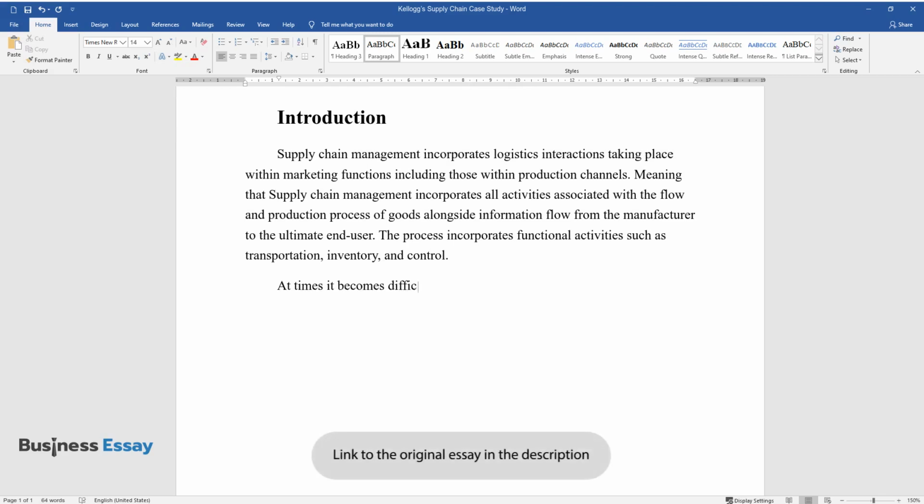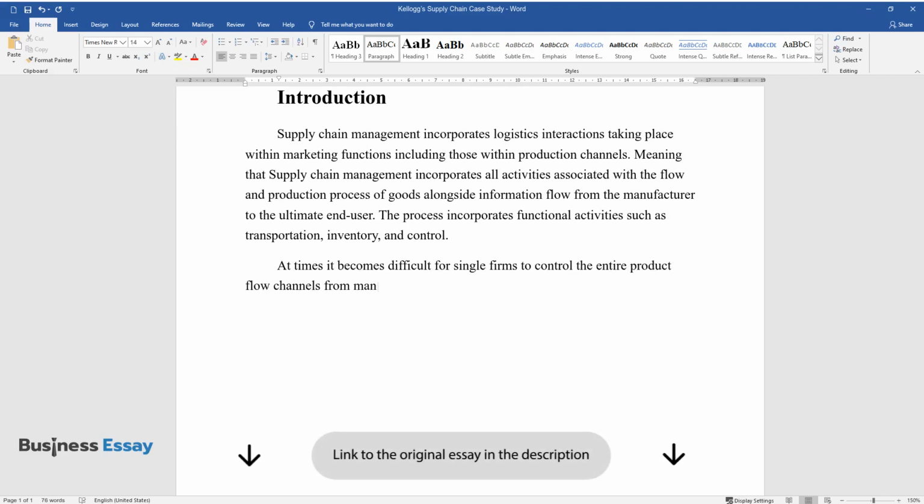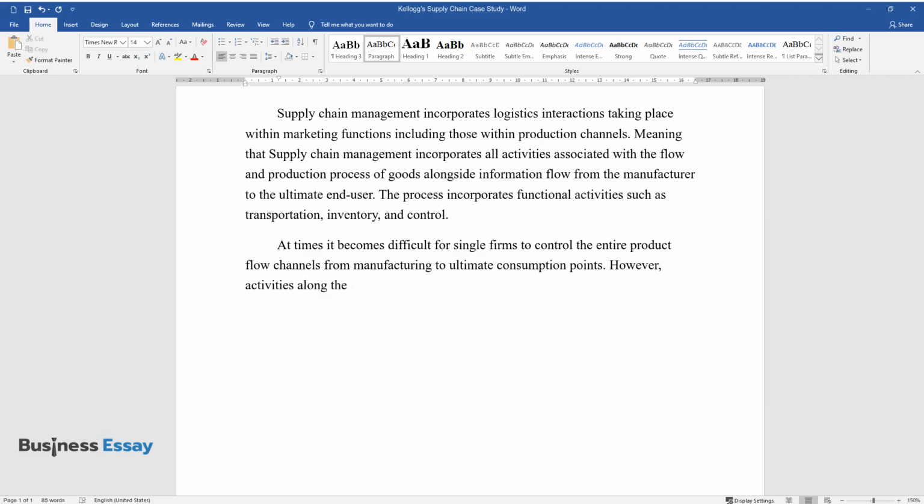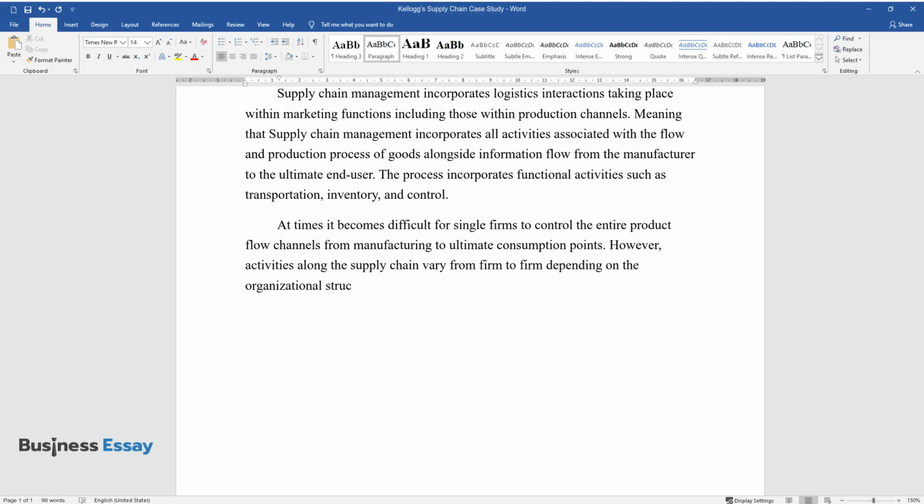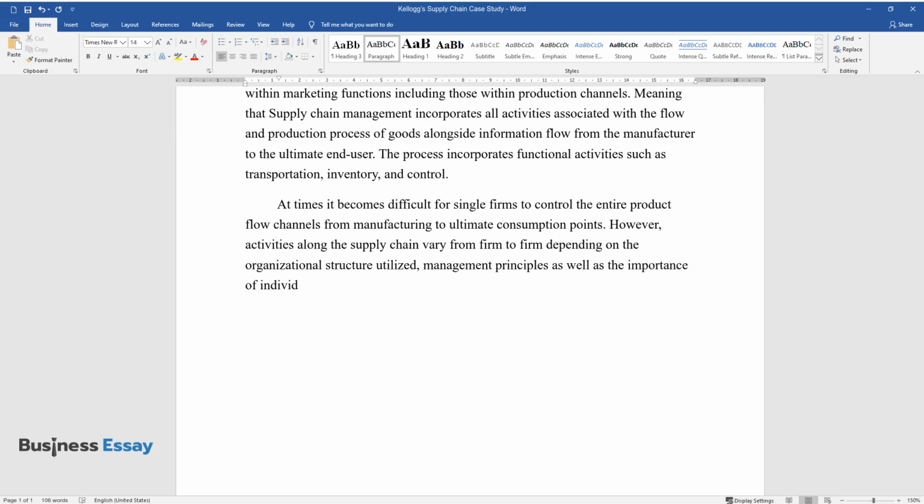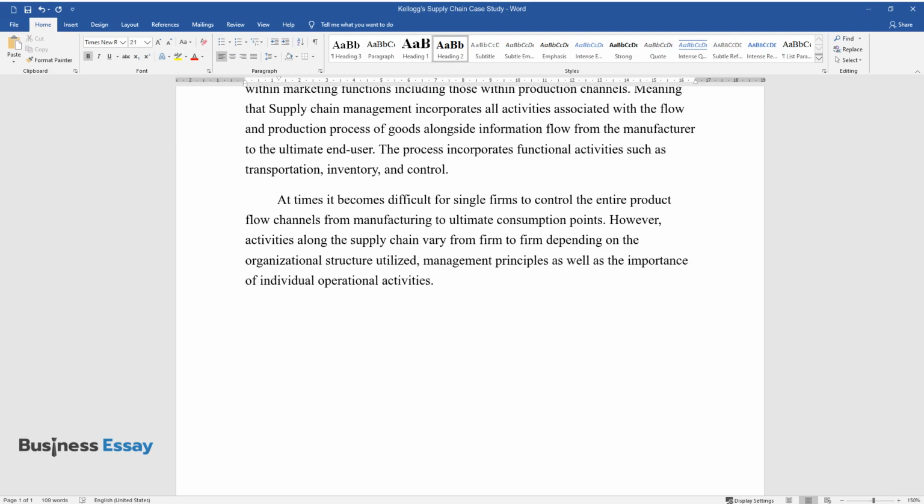At times, it becomes difficult for single firms to control the entire product flow channels from manufacturing to ultimate consumption points. However, activities along the supply chain vary from firm to firm depending on the organizational structure utilized, management principles, as well as the importance of individual operational activities.